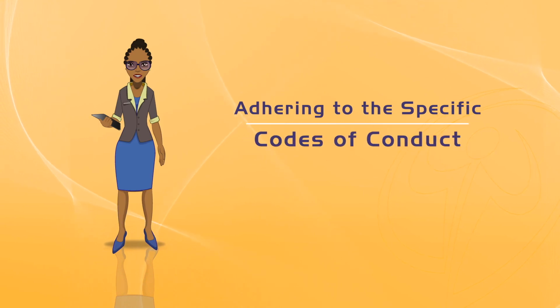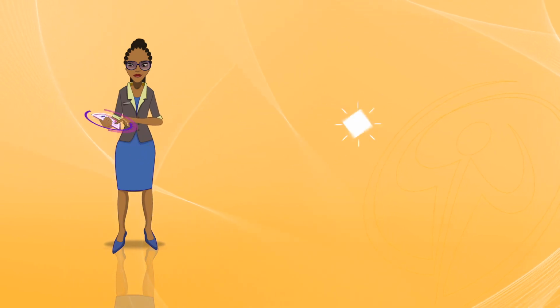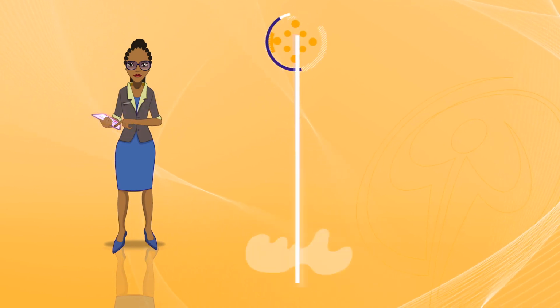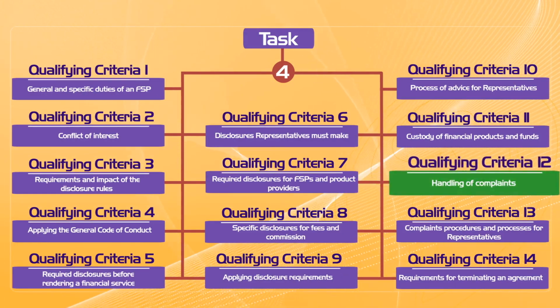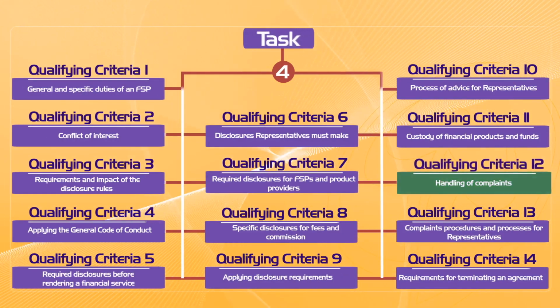Task 4 talks about adhering to the specific codes of conduct. Task 4 has 14 qualifying criteria. Let's look at Task 4, Qualifying Criteria 12.